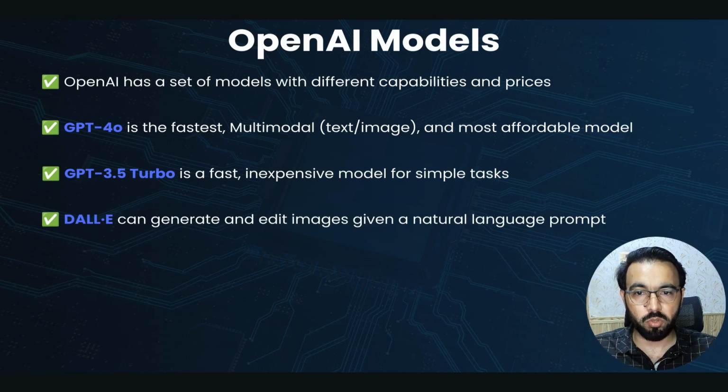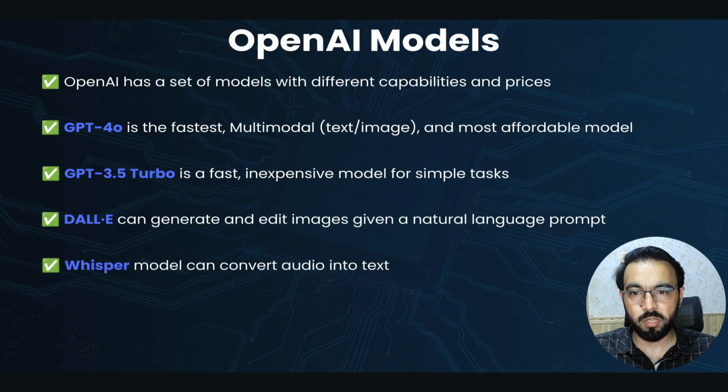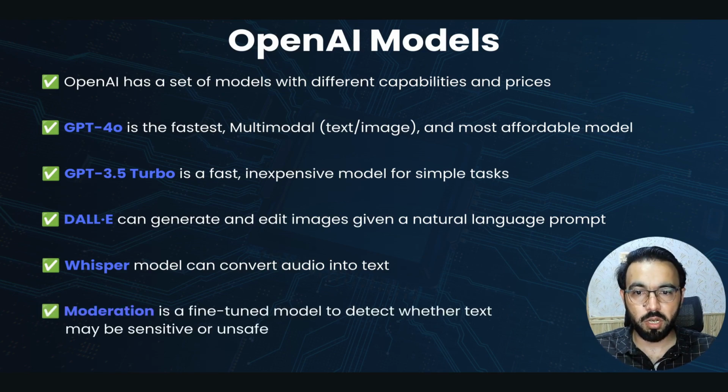Then we have DALL-E. DALL-E can generate and edit images given a natural language prompt. Then we have the Whisper model, and that can convert audio into text. Then we have Moderation also. Moderation is a fine-tuned model which detects whether text may be sensitive or unsafe.